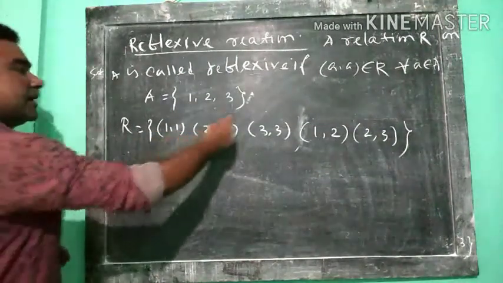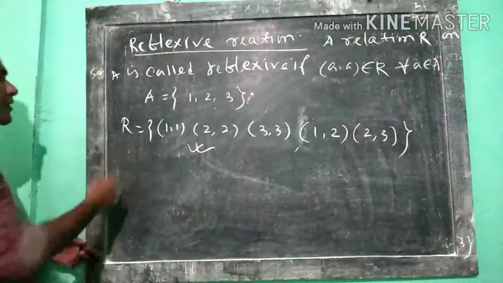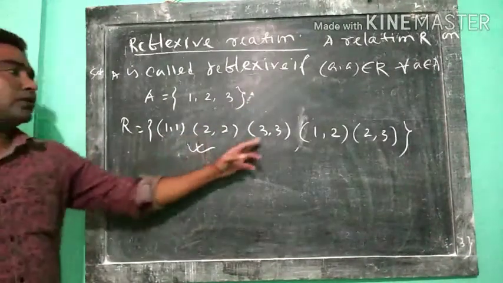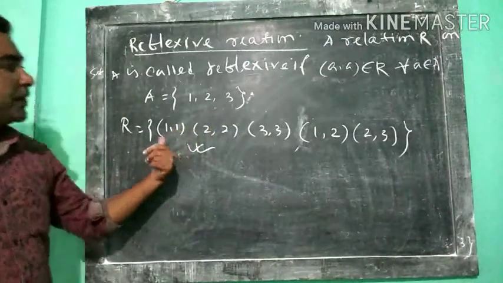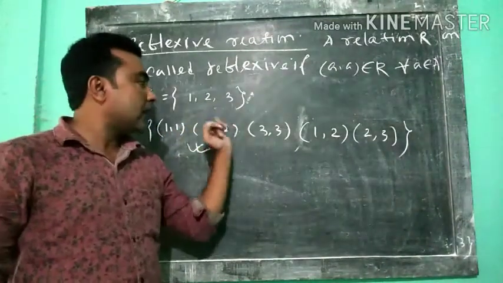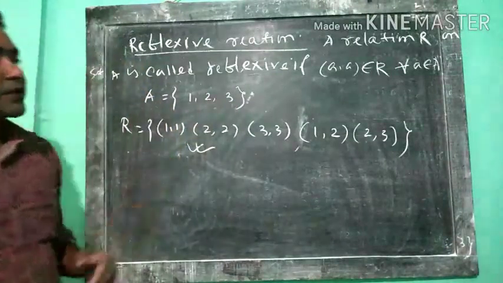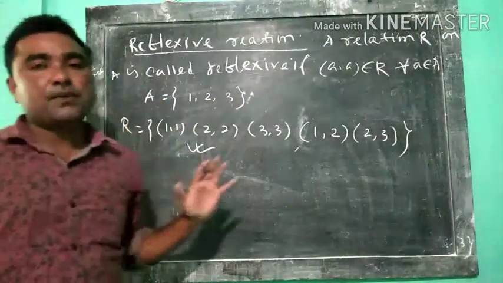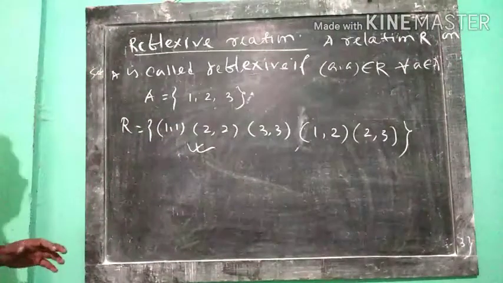So here it is clearly seen that in the relation R, (1, 1), (2, 2), (3, 3) belongs to R, and every 1, 2, 3 belongs to A. So it is a reflexive relation. That type of relation is called reflexive.